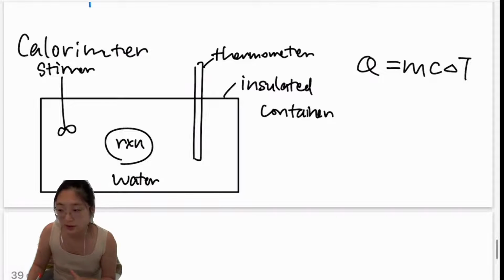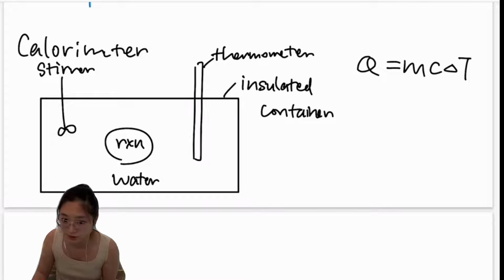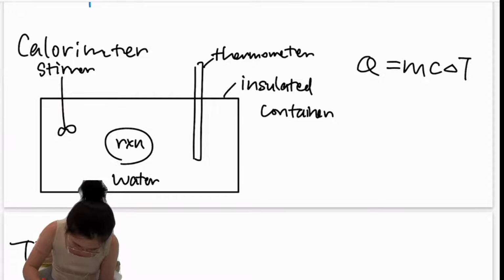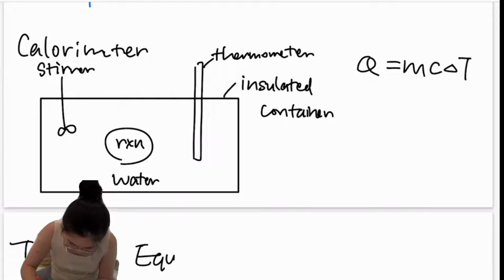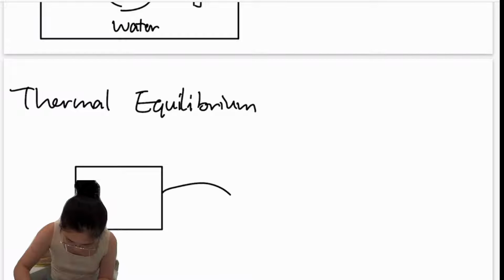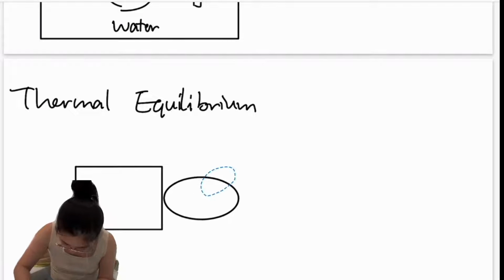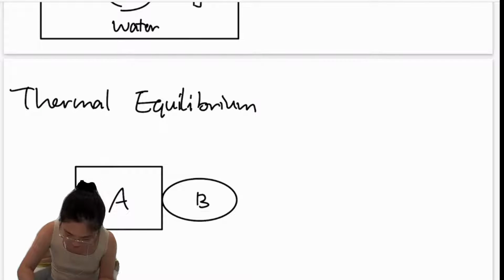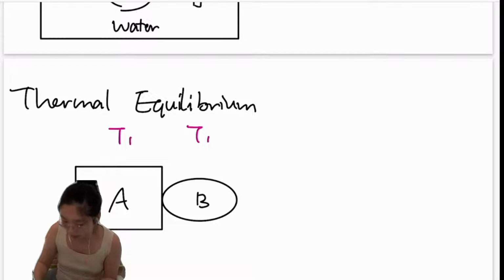But how do I know that there must be a heat transfer? Because of the thing called thermal equilibrium. Thermal equilibrium is just like the equilibrium between the reactants and the products. So when we have two objects, this is object A and this is object B. If they're at the same temperature, let's say T1, then actually there is still heat transfer between them.